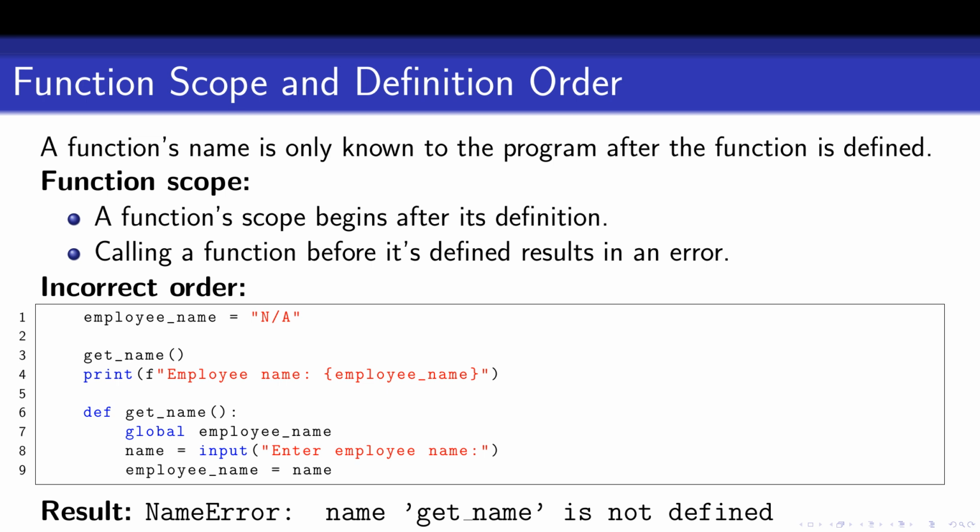The solution is to structure your file so that all function definitions come before any code that uses them. Alternatively, move your logic into a main function and call it after all definitions. This rule reinforces the idea that function scope begins only after the function is defined, and that Python interprets code from top to bottom.